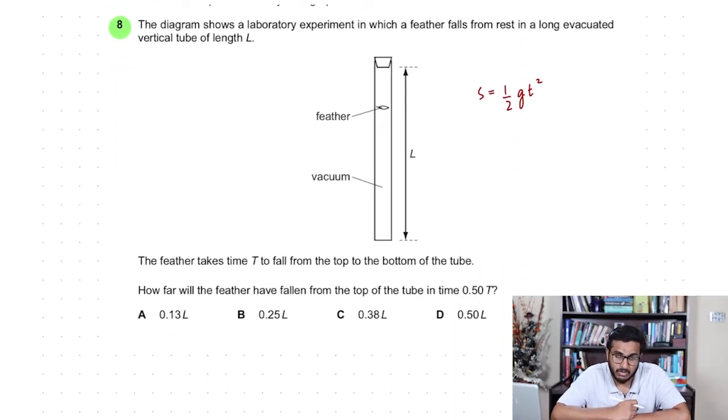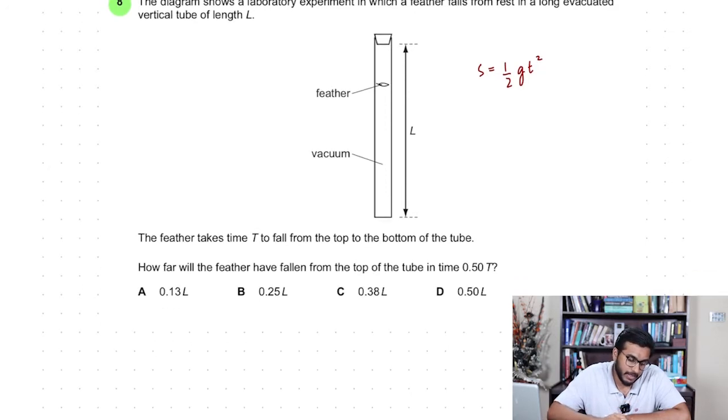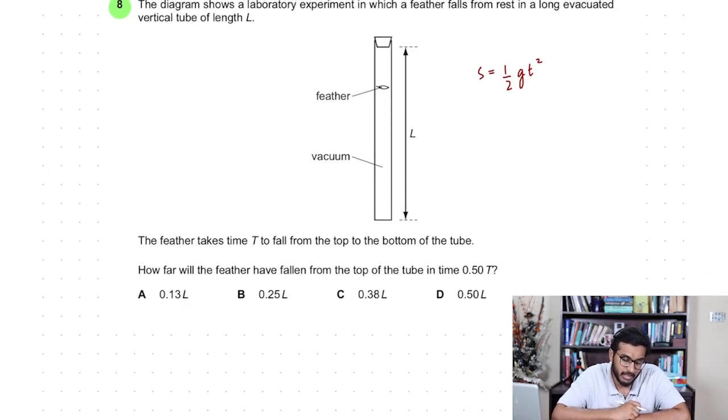Similarly, we have another question. It says that a diagram shows a laboratory experiment in which a feather falls from rest in a long evacuated vertical tube of length L. The feather takes time capital T to fall from the top to the bottom of the tube. How far will the feather have fallen from the top of the tube in time 0.5 T?